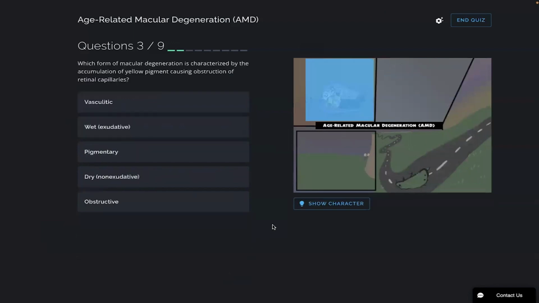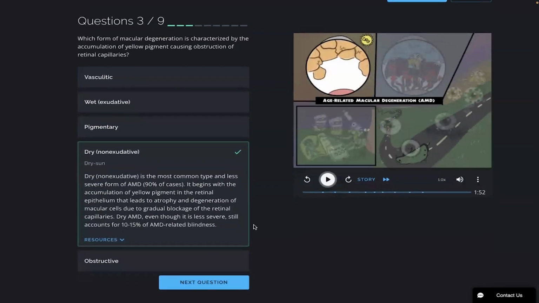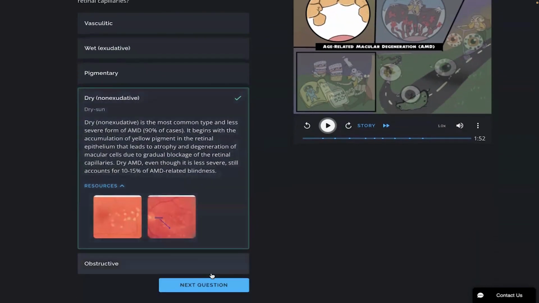Next question. Which form of macular degeneration is characterized by the accumulation of yellow pigment causing obstruction of retinal capillaries? In here, the dry sun, so dry, non-exudative. All right, you can hit pause here. There's great info from Picmonic there, so you can go ahead and read that, with some resources.